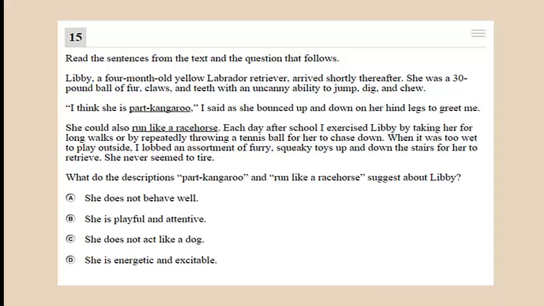Students need to recognize the use of figurative language again here in number 15. If students can visualize what a puppy looks like when she bounces around like a kangaroo and runs really fast, then they'll understand how Libby has a lot of energy. The best answer here is D.